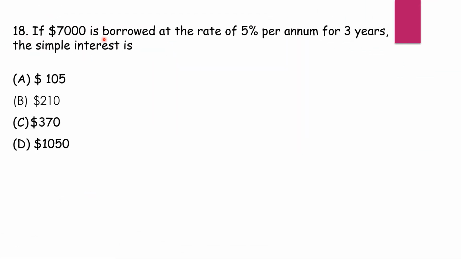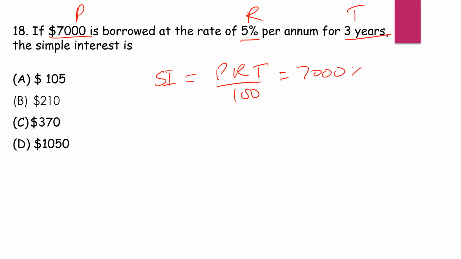Question number 18. If $7,000 is borrowed at a rate of 5% per annum for 3 years, the simple interest is. The simple interest formula is SI is equal to PRT over 100. So our P is 7,000, 5% is the rate, and 3 years is the time. So 7,000 times 5 times 3 over 100. Take off these two zeros. So we're going to multiply 70 by 15.